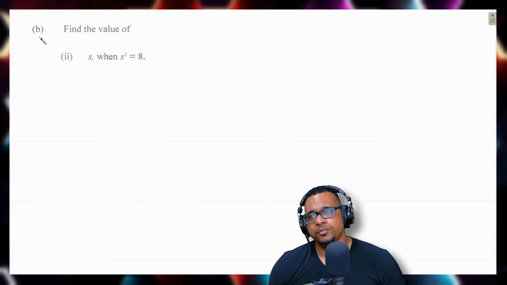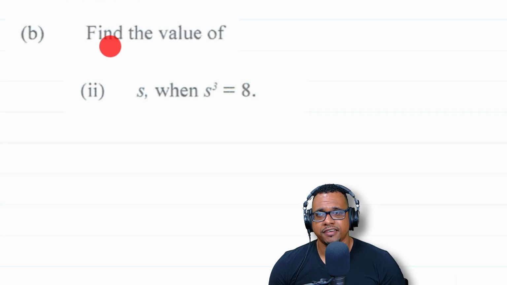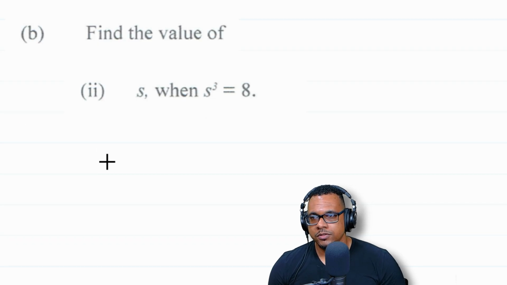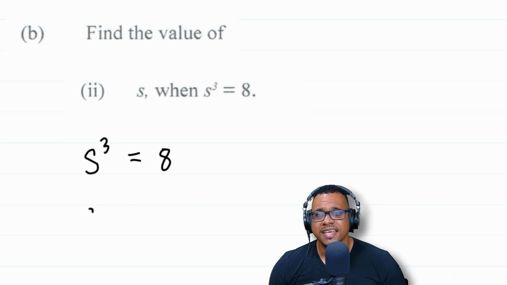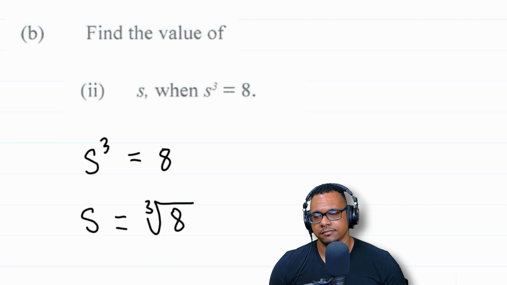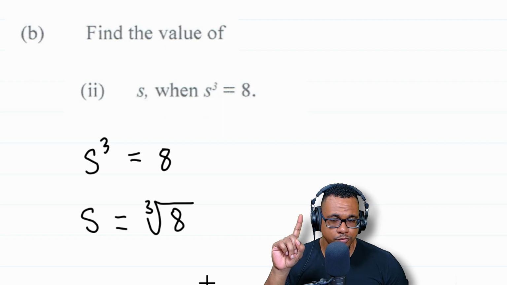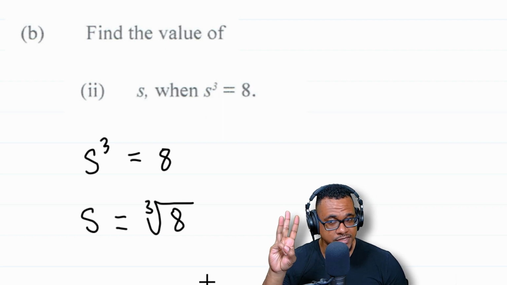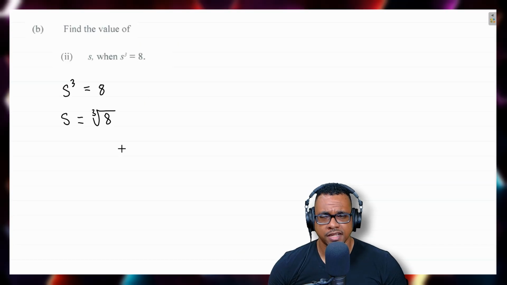So moving on to question 2, part B, part 2, we want to find the value of s when s cubed is equal to 8. So if s cubed is equal to 8, it means s is equal to the cube root of 8. And we know 2 by 2 is 4, and 4 by 2 is 8. So the cube root of 8 will be 2. But we can use the calculator and solve it.